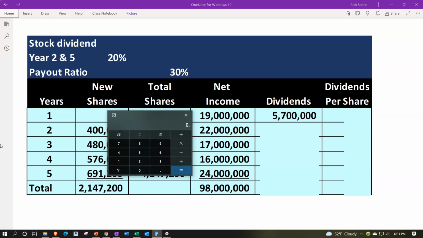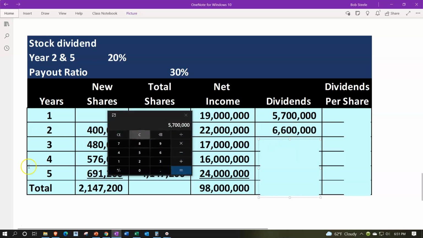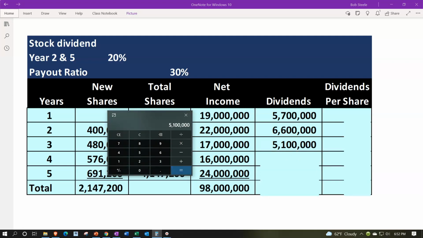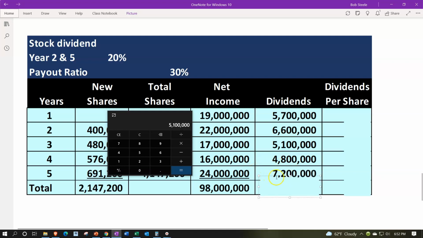So that's going to be net income 19,000,000 times 0.3, 5,700,000. I'll just do a couple of these and then I won't do all of them. It's going to be the net income, there's two twos, 22,000,000 times 0.3. That's going to give us our 6,600,000. And then we've got the 17,000,000 times the 0.3. That's going to give us our 5,100,000. Then if we take 30% of the 16 million, we get the 4,800,000. 30% of the 24 million, we get the 7,200,000.